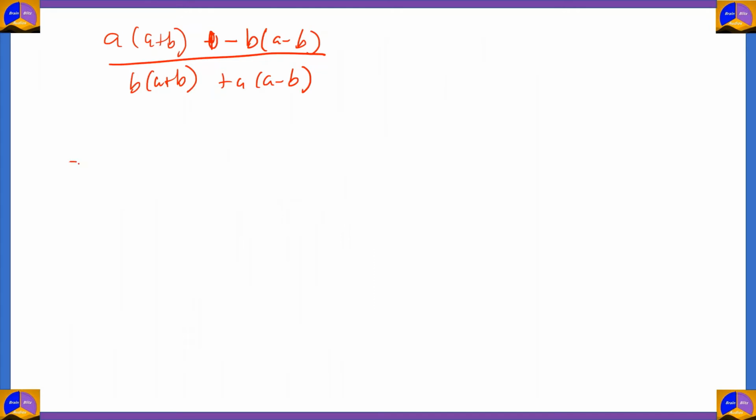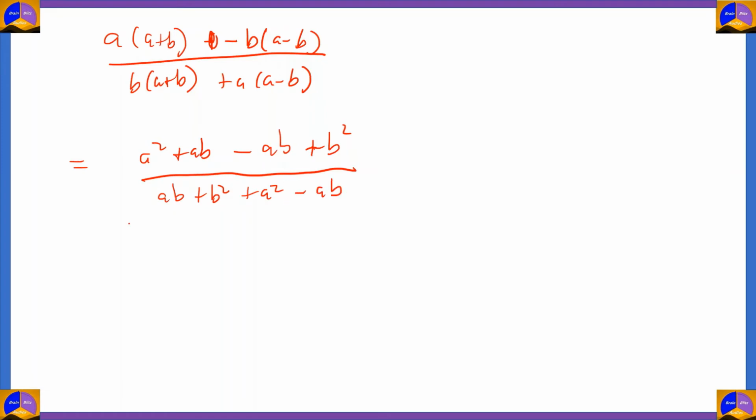Now we start multiplying. So a into a is a squared, plus a into b is ab, distributive property, minus b into a is minus ab, minus b into minus b is plus b squared. And divided by b into a is ab, plus b into b is b squared, plus a into a is a squared, plus a into minus b will be minus ab.